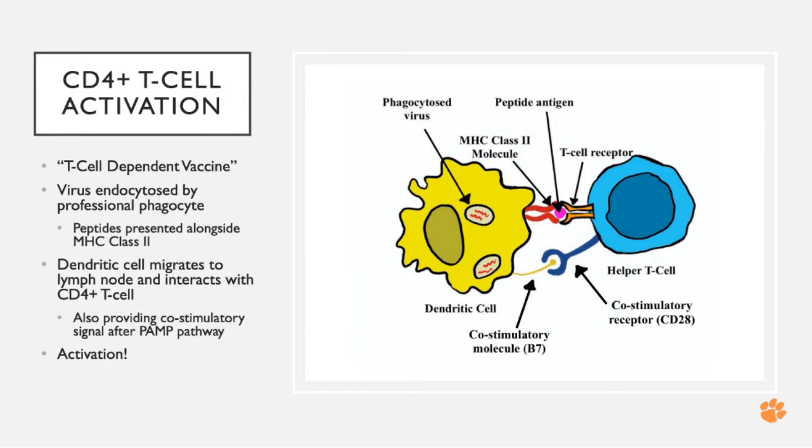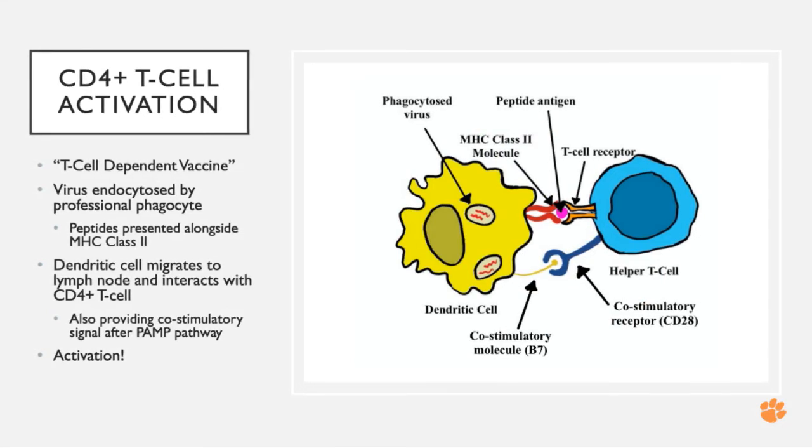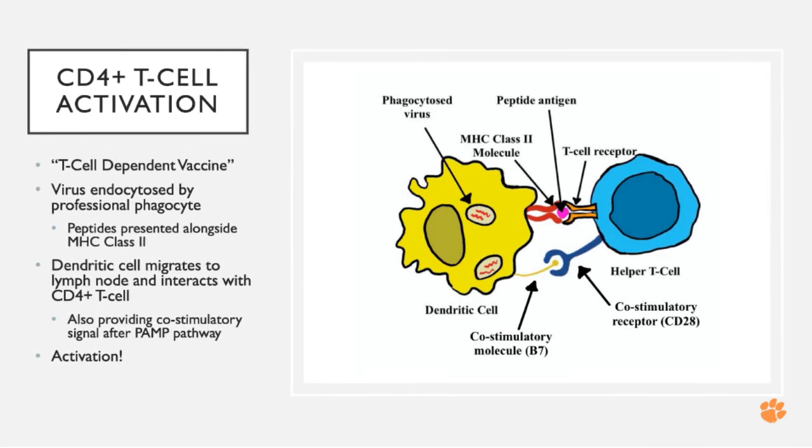After the dendritic cell takes in the virus, the ingested viral fragments activate pathogen-associated molecular pathways. Once these are activated, the dendritic cell begins expressing CCR7, which binds to the chemokine ligand CCL21, directing the cell to migrate to the T cell zone within the lymph node.